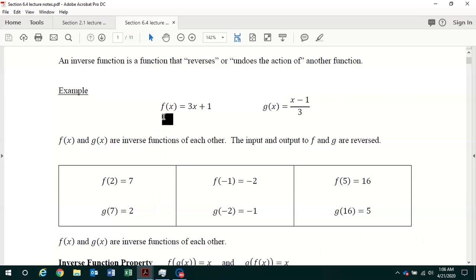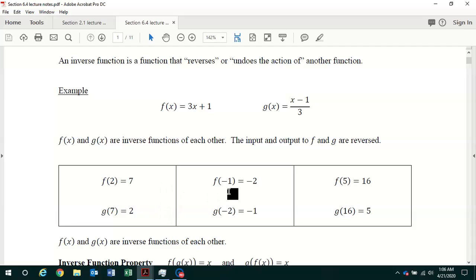So if we evaluate f of x at x equals 2, we have f of 2 is equal to 7. But then if we evaluate g of x at x equals 7, we have g of 7 is equal to 2. So the input 2 to the function f is the output to the function g, and 7, the output to the function f, is the input to the function g. So the input and the output of each function is reversed of the other.